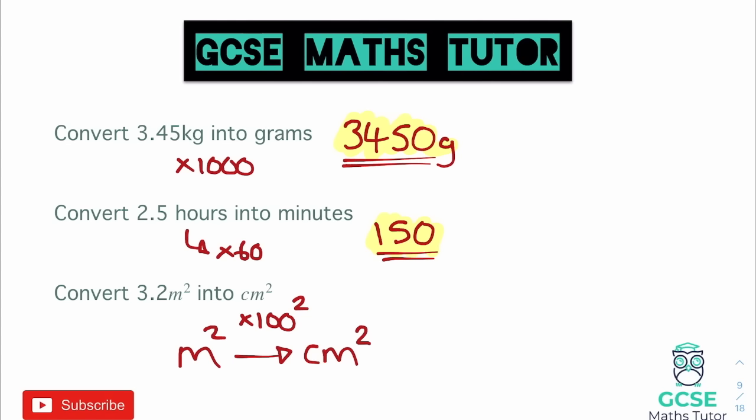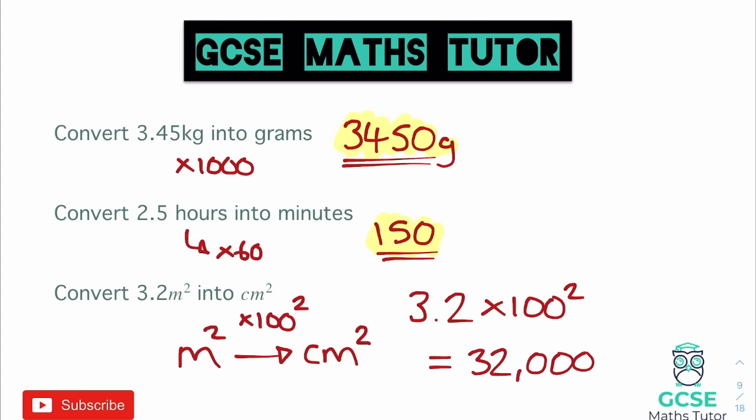So for this one here, if we're converting 3.2 into centimetres squared, we just want to times that by 100 squared, and you can just type that in on your calculator, times 100 squared, and we get the answer 32,000. And that would be our conversion into centimetres squared.